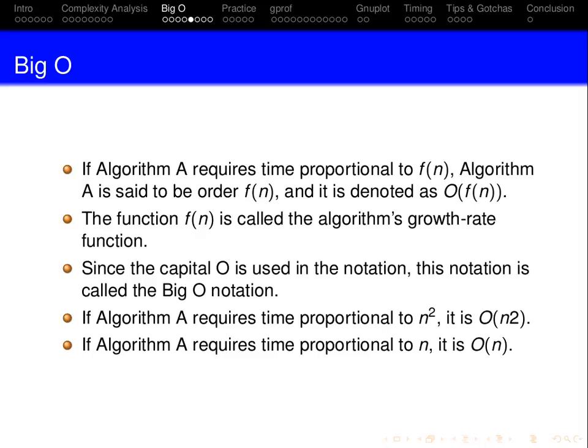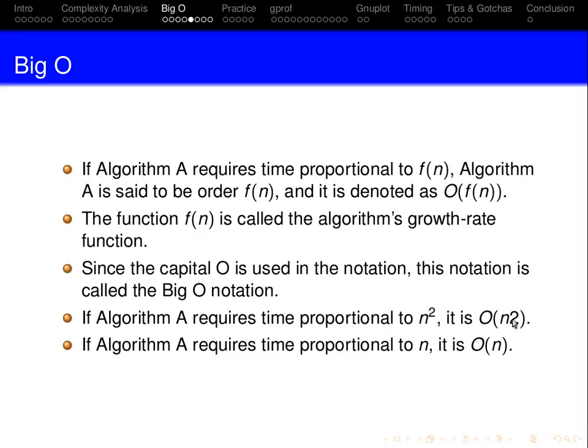It's so important. Literally. So you have algorithm A requires time proportional to f of n, some function of n. Algorithm A is said to be of order f of n if it's dominated by O of f of n. So what's this O of f of n thing? Well, first off, f of n is the growth rate, aka that function we talked about earlier. Since capital O is used in this notation, the notation is called big O. So algorithm A requires time proportional to n squared is O of n squared, aka the growth rate of f of n matches n squared.